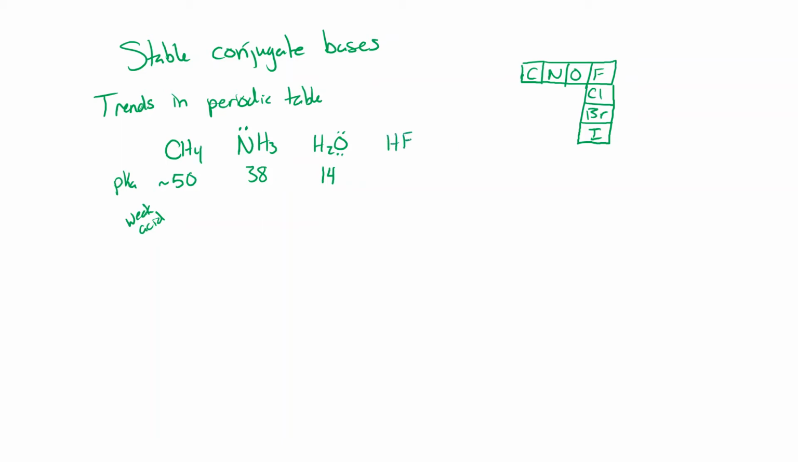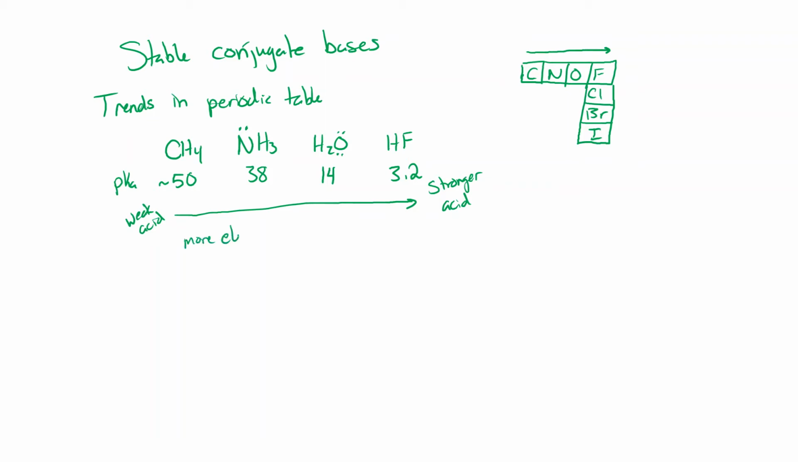If we look at HF, then of course we see that the pKa of HF is 3.2. And so now we're getting towards stronger acids. HF is still not a particularly strong acid, but we'll say it's a stronger acid. So as we go from left to right across the periodic table, we go from weaker acids to stronger acids. And this is basically just an electronegativity argument.